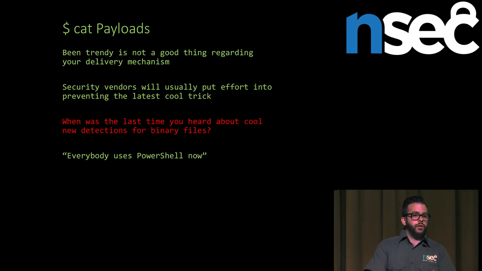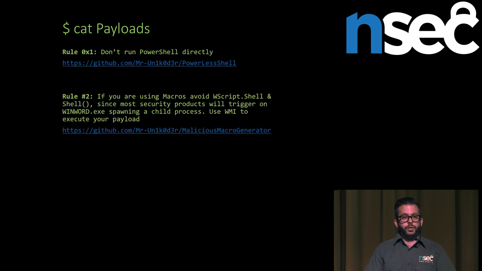But vendors also followed the trend, right? So right now, most of the detections are based on PowerShell. They're working really hard on detecting PowerShell as much as they can because that's what people use now. When was the last time you heard someone say, here's the new cool detection against binaries? They don't really care because most people moved to PowerShell. So if you come up with other ways of executing code on your target, it may be super good for you because the chance of being detected is a bit lower.